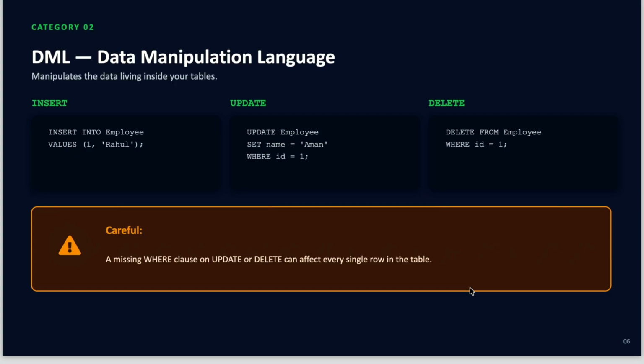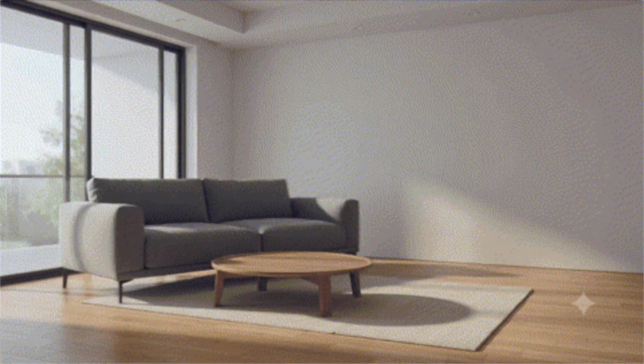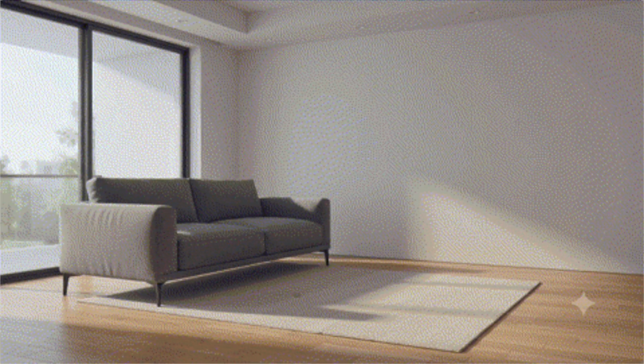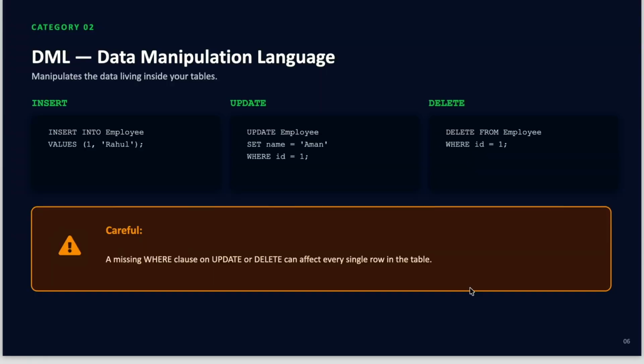But in DML, we already have the table. Now we are putting or deleting the data in the table. Like we have created a building, now we are putting things like the sofa and bed inside it, or changing the direction of the sofa, or putting it at a different location. We are basically changing things inside the building.